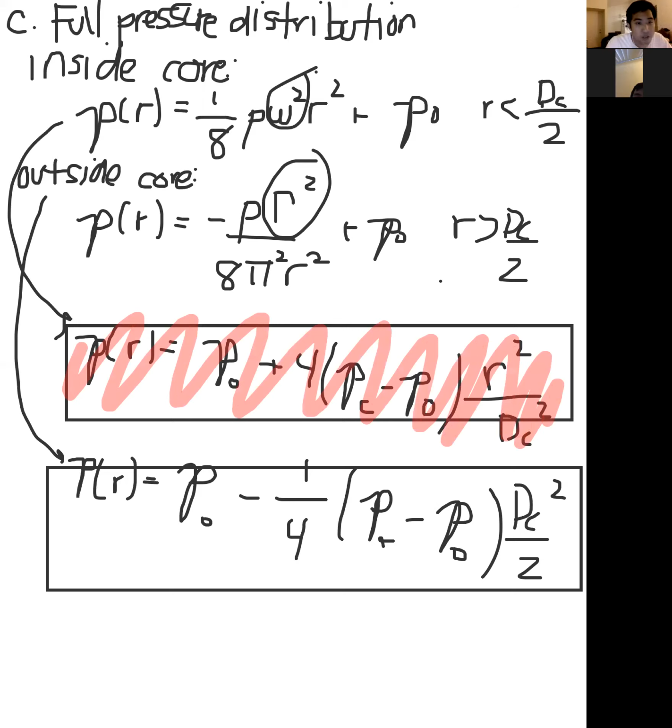And what this equation tells you is that inside the core of a tornado, the pressure is going to increase as you go from the very center of the core to the edge of the core, right? Because we have a function that's positive, P_c minus P naught r squared. So in the middle of a tornado, because you have wind that's moving so fast, you actually have an area of extremely low pressure.